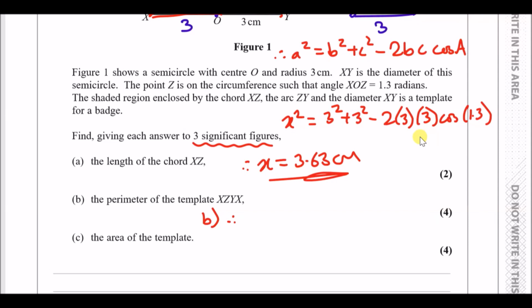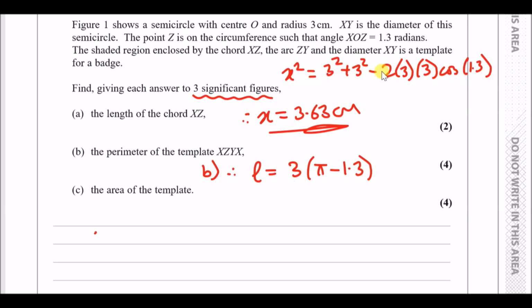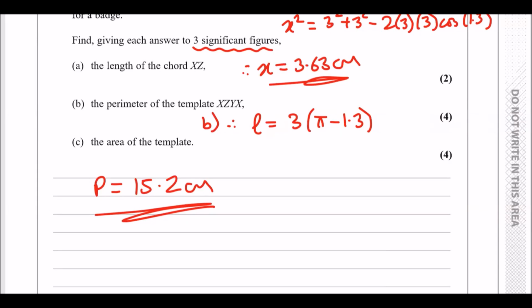So the length of the arc is going to be radius times the angle, pi minus 1.3. Whatever this gives you in a calculator, just put that in and add it to 3.63 and 3 and 3, and you should get a total perimeter of roughly 15.2 centimeters. Okay, part C. So now we need to work out the area of the template.